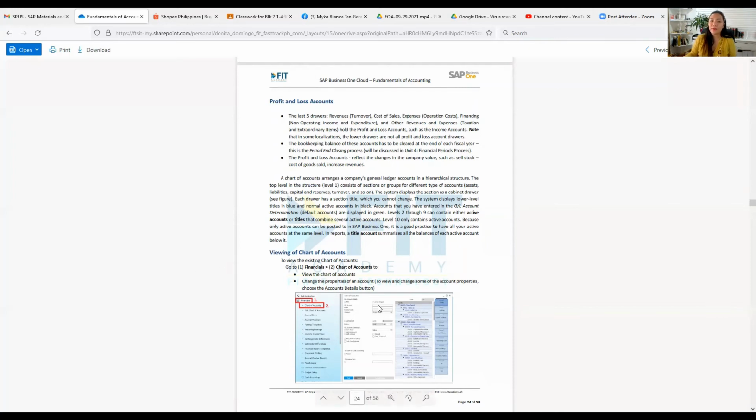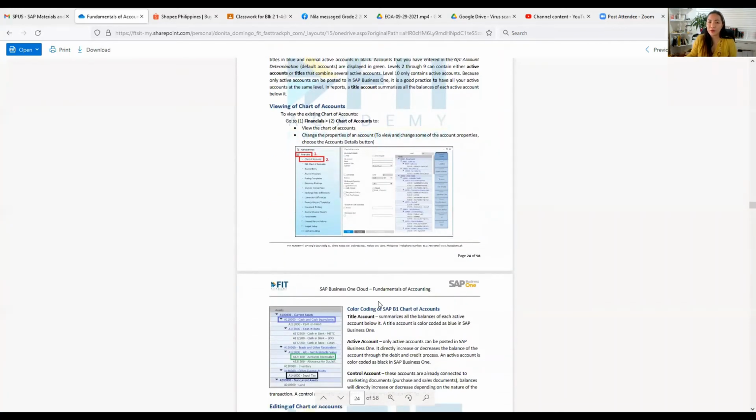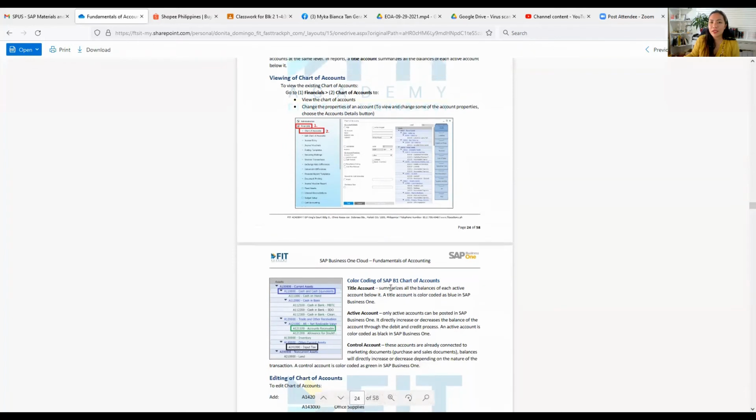Okay, so we will have the viewing of the chart of accounts. To view the existing chart of accounts, you need to go to your financials, then your chart of accounts, then you need to view the chart of accounts. To change the properties of an account, to view and change some of the account properties, choose the account details button. Okay, so let's do this.